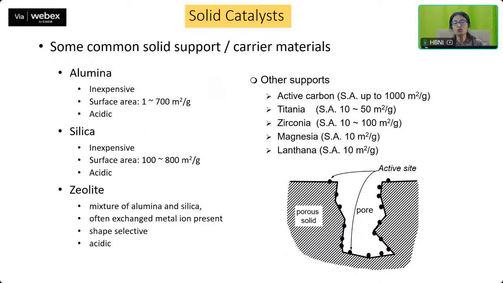There can be other supports also. You can have active carbon, titania, zirconia, magnesia, lanthania. All these supports have different kinds of surface area, and these can all be used as a common solid support or carrier material for your active catalysts.